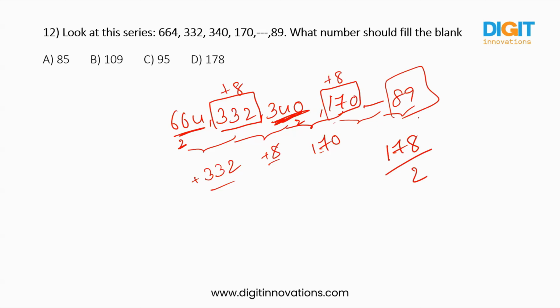Let's check whether it follows that condition or not. 2 8s are 16 and 2 9s are 18, which is 178 divided by 2 equals 89. Yes, it is accepted. So the answer is 178. I hope you are clear.